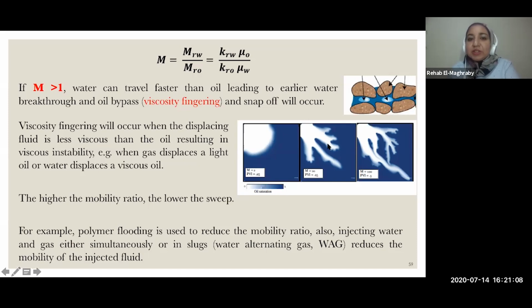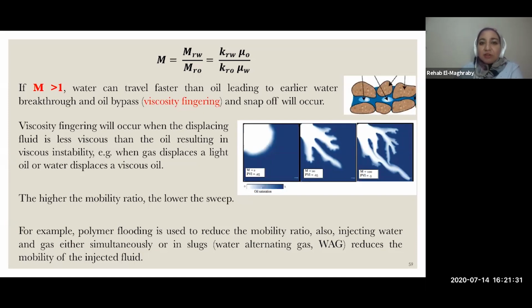So viscous fingering will occur, and you don't want this. This means there will be water breakthrough, and you will get a low sweep efficiency and low oil production. So the mobility ratio is inversely proportional to the sweep efficiency.